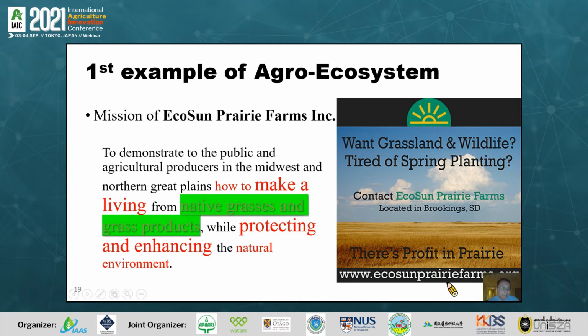The first example is the EcoSun Prairie Farms.